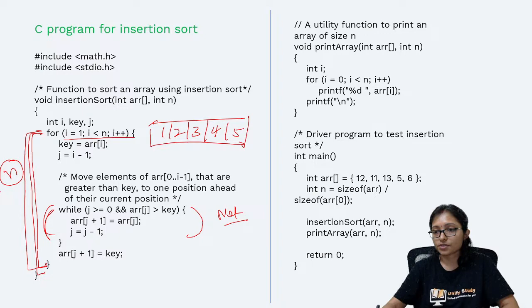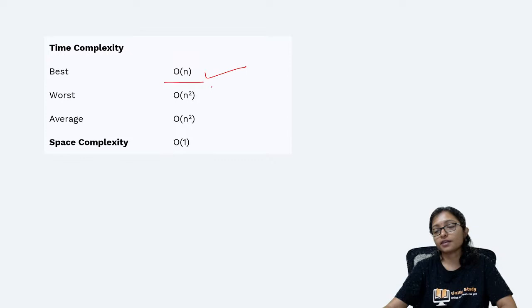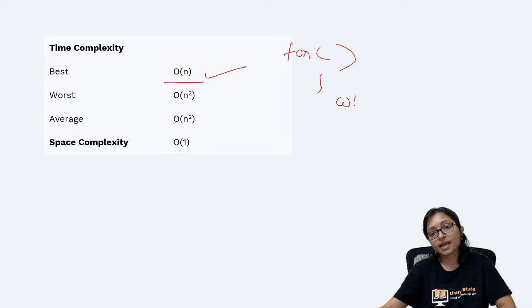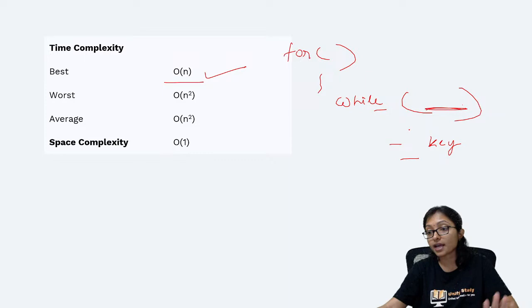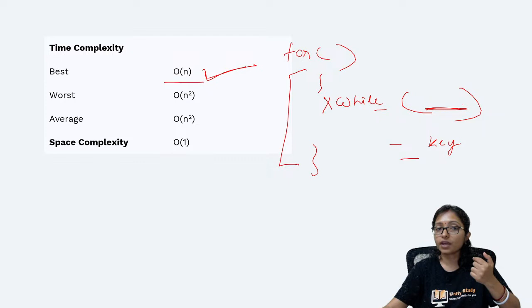That's why your best case will be order of n, because there is one for loop and inside it one while loop. The while loop executes only if the element is greater than the key we are comparing; otherwise we are not doing it. So in the best case, I will not execute the while loop, only the for loop. That's why it will be order of n. Worst case will be n square, average case will be n square, but best case is order of n. And that is the difference between selection sort and insertion sort.